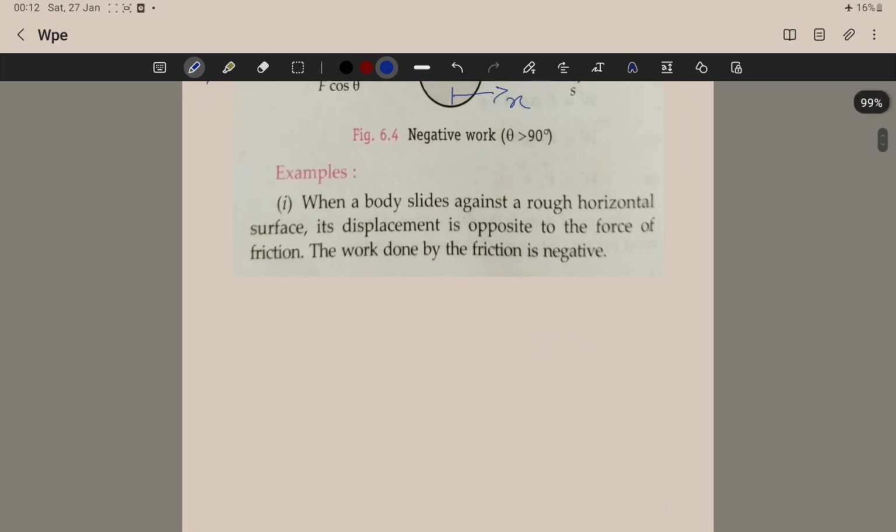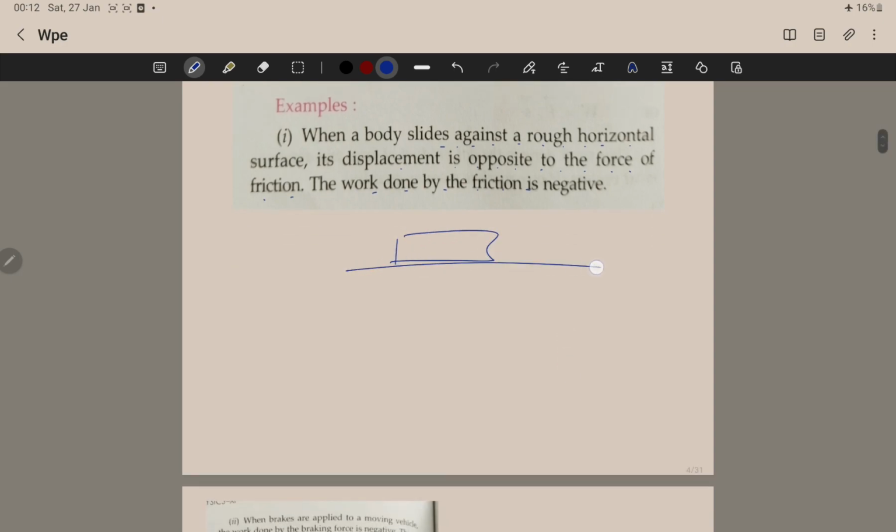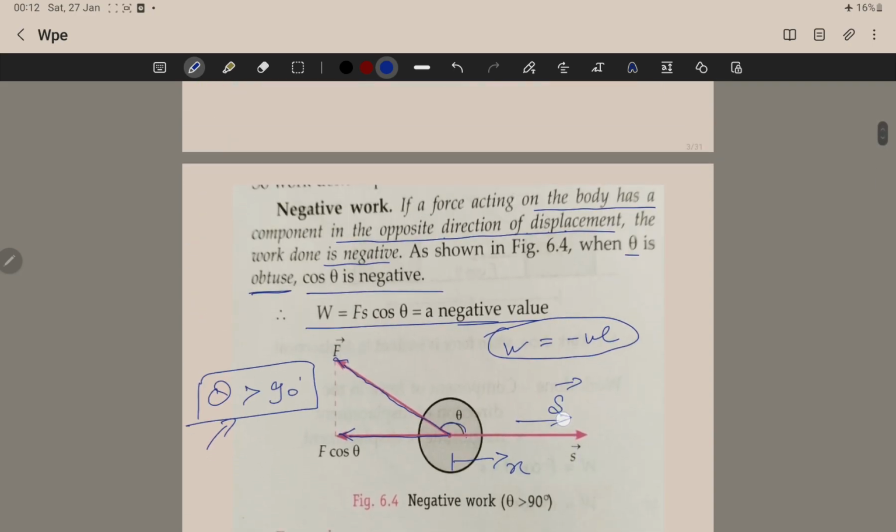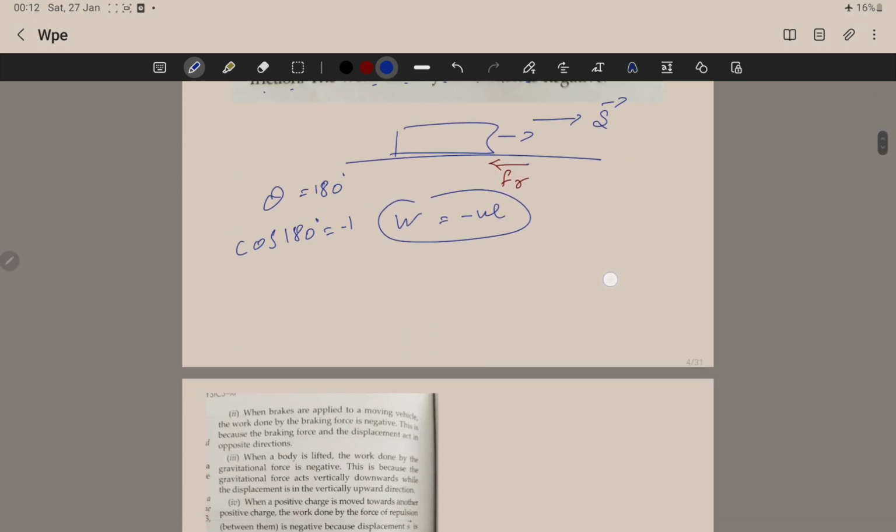Now let's look at an example. When a body slides against a rough horizontal surface, its displacement is opposite to the force of friction, so the work done by friction is negative. If the body is moving in this direction, the friction force is in this direction, and the displacement vector is in the other direction. If force and displacement are in opposite directions, the angle becomes 180, and cos 180 is -1, so the work done will become negative. This is an example. If they ask for the definition of negative work and an example, you can write this.